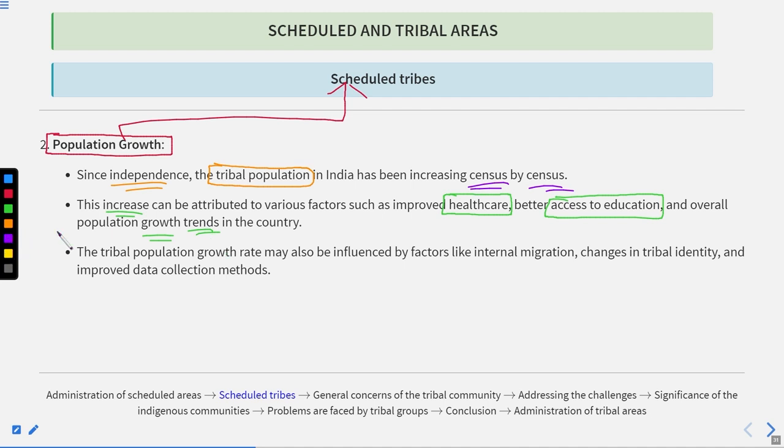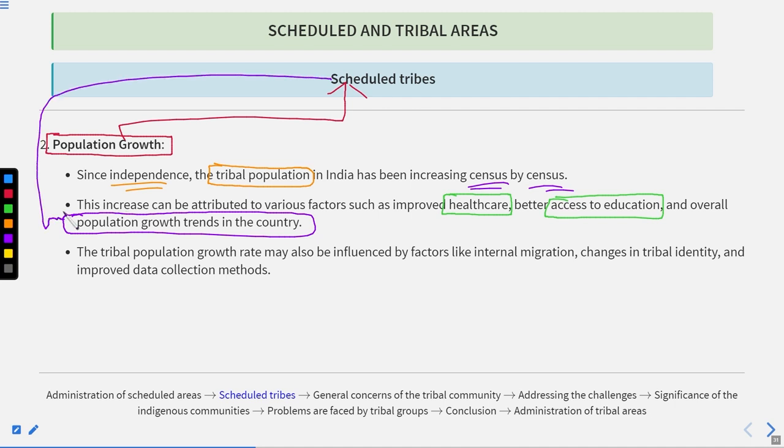And also we have seen that not only the tribal population, but the general population of the country is also growing, and that is also relevant to the scheduled tribes. We have discussed the influencing factors like internal migration, tribal identity, and improved data collection methods. These three factors we had discussed.